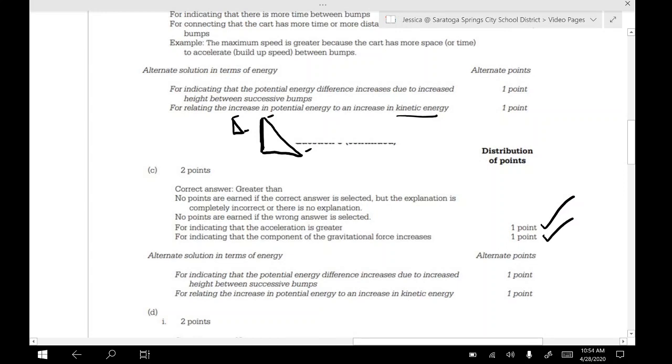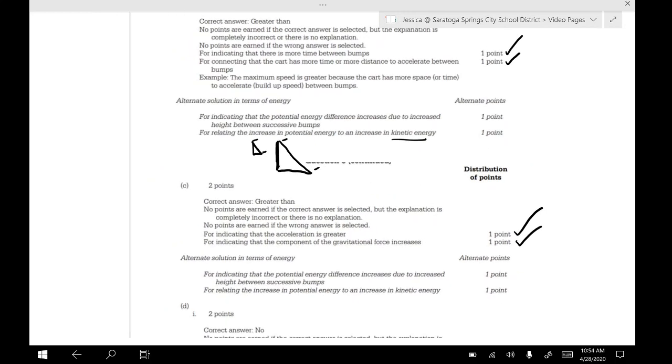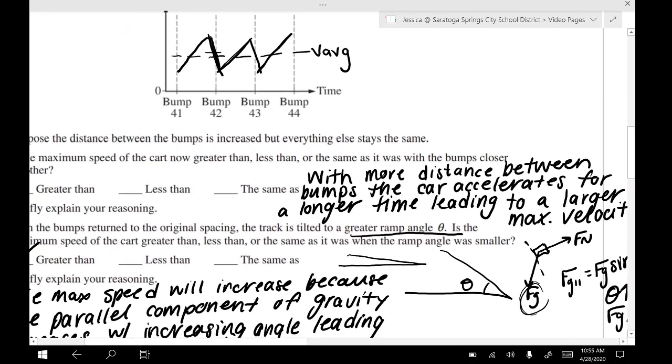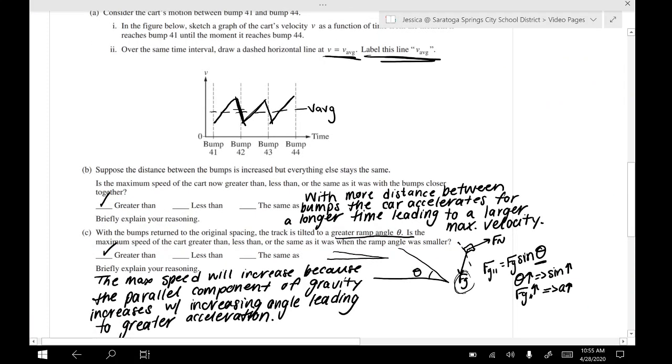So there is another alternate solution in terms of energy. It's pretty much the same as the one before: the potential energy difference increases because we have an increasing height difference with the same distance if we're at a steeper angle, and that increase in potential energy is an increase in kinetic energy, which leads to more speed. So actually B and C in terms of energy have the same answer. Who knew? Okay, on to part D.